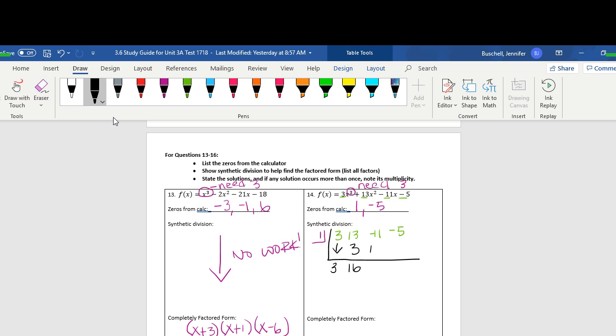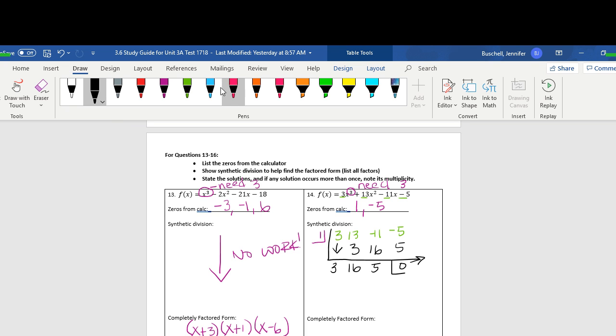1 times 16 is 16. -11 plus 16 is 5. 1 times 5 is 5. And then -5 plus 5 is 0. Remember, you should be getting 0 as your remainder because this 1 is a solution. All right, so I can come down here and put 1.